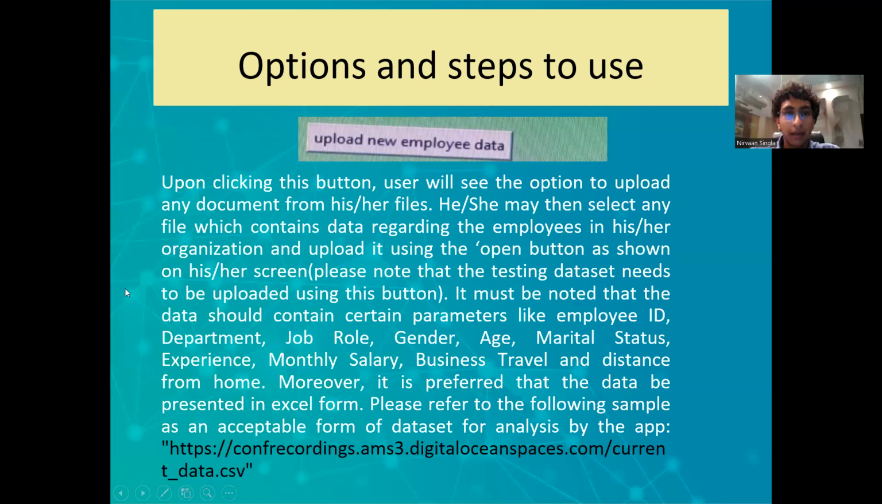Upload new employee data. On this, you will upload the testing dataset just as you did for the training dataset. The only difference is, on this button, you will upload the dataset that you wish to analyze through the application. Again, this must contain the same number of parameters as mentioned in the training dataset or somewhere similar, following the same steps. If you are still confused, you may refer to this sample that has been given below the slide. It will give you a clear idea of the type of data set that needs to be used for analysis.